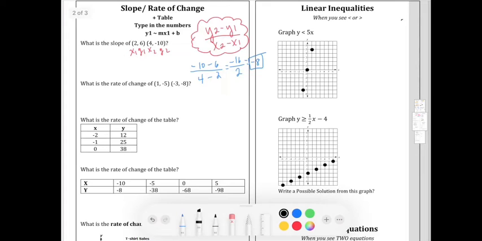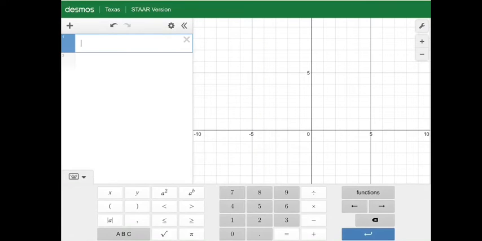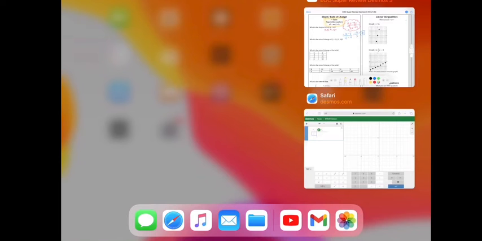So now I'm going to show you how to do this using Desmos. Okay, so what I'm going to do is click the plus sign, and then I'm going to click table. In Desmos, the plus sign is the top left, and then I'm going to click table. So I'm going to type in this table. 2 goes with 6, 4 goes with negative 10.